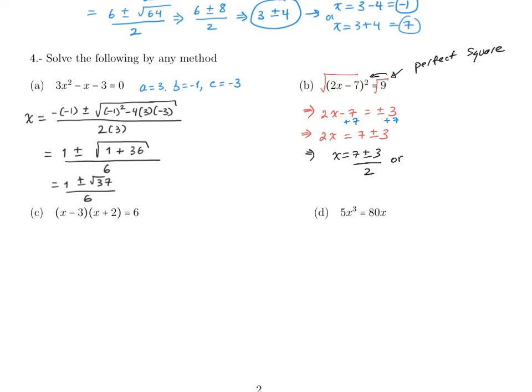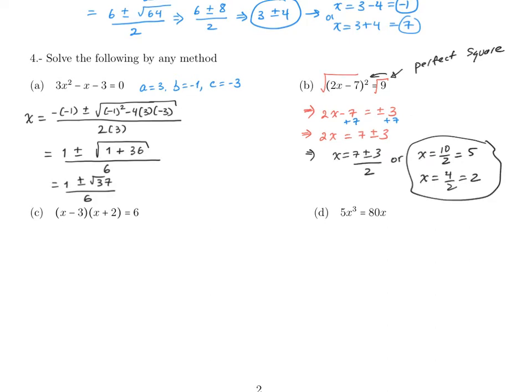Or 7 plus 3 is 10 divided by 2, which is 5. Or 7 minus 3 is 4 divided by 2, which is 2. So these are the two answers.